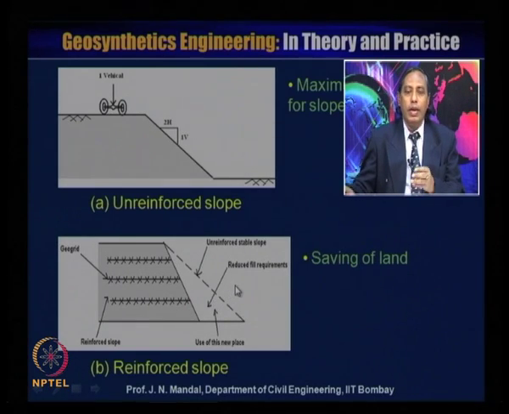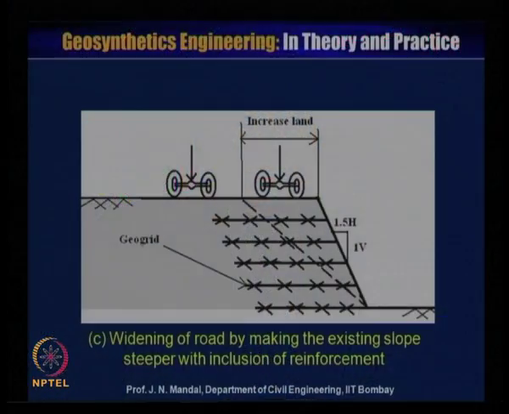So by the introduction of the geosynthetic material, we can see here how you can save the land, and you know that land is very expensive. So with respect to the conventional method, if you can adopt the alternative of geogrid reinforced steep soil slopes, then you can see how we can save the land. Also, you can widen the road by making the existing slope much steeper.